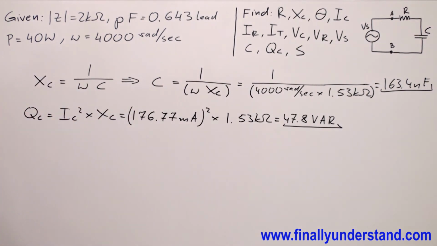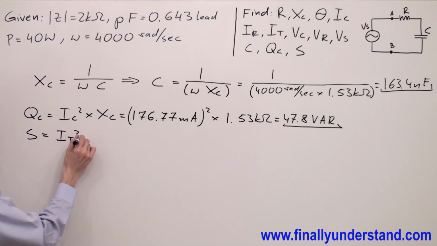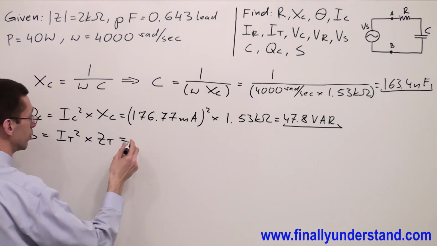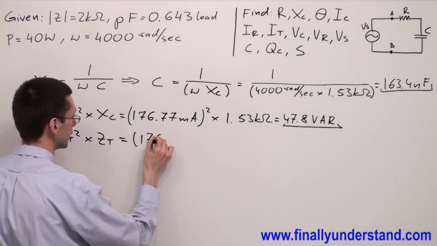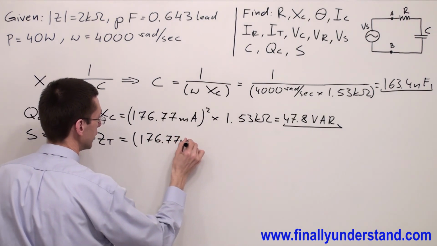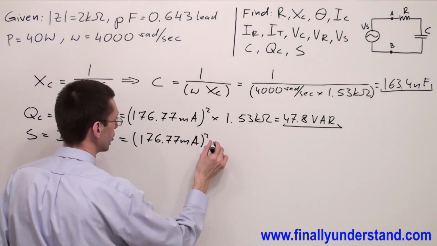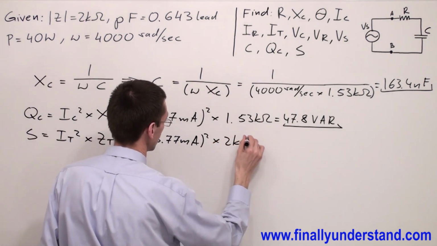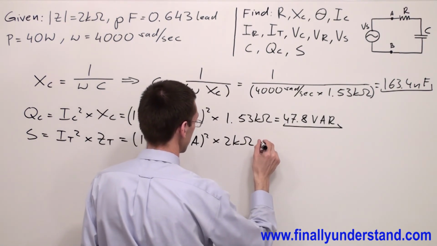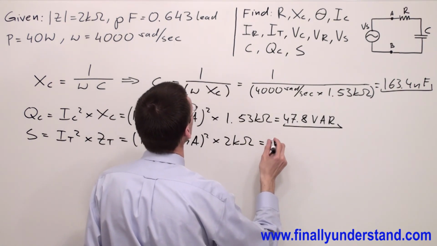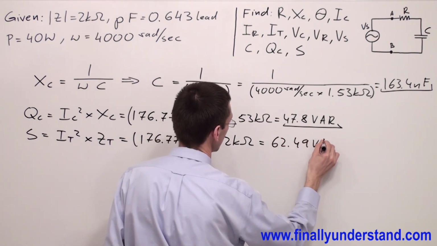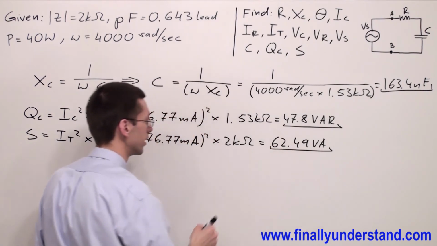Next, we're supposed to find the apparent power, S. S is equal to I total squared times Z total. So my I total is equal to 176.77 milliamps raised to the second power times Z total. And this is equal to 62.49 volt-amps. This is my apparent power.